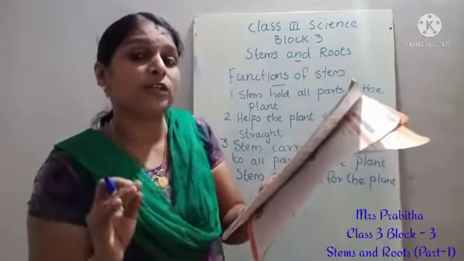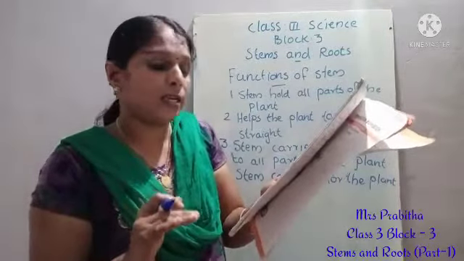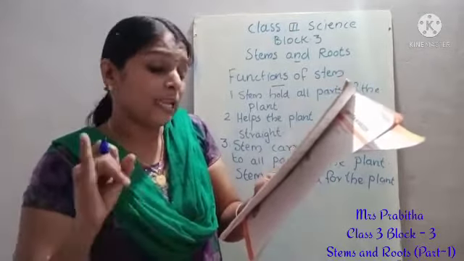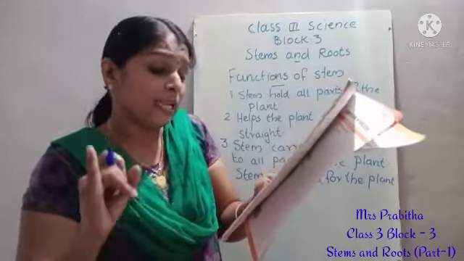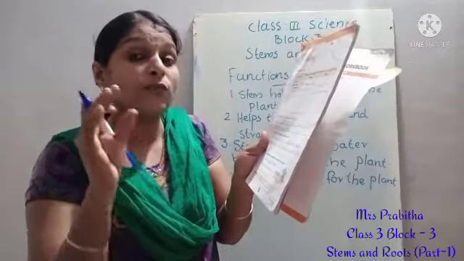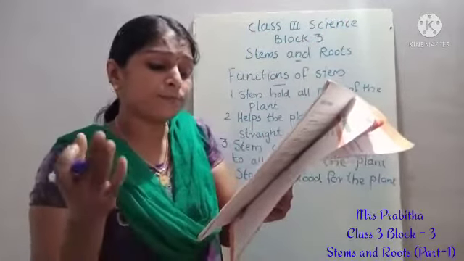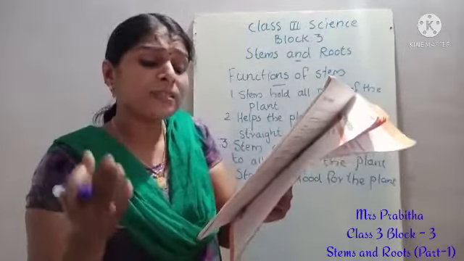We know the stem holds all parts of the plant, we studied this. So what will be the function of the stem here? The stem holds leaves, flowers and fruits. We can see the fruits are on the stem, and leaves and flowers also are on the stem. So the function of the stem of this plant is that it holds leaves, flowers and fruits. This much only you have to do in the workbook.